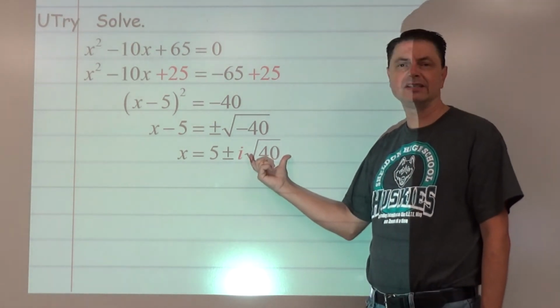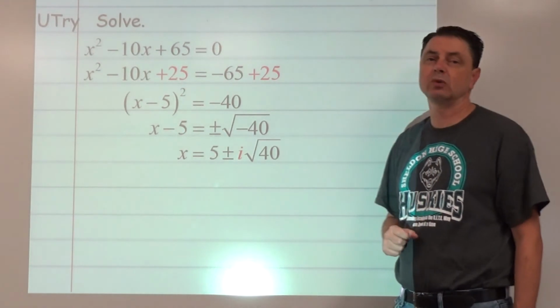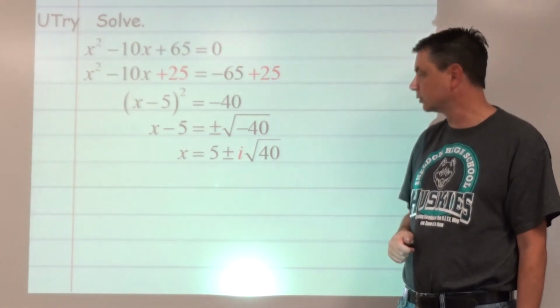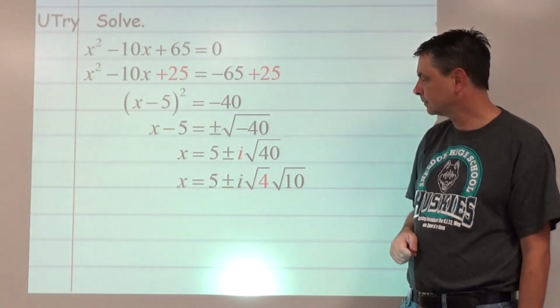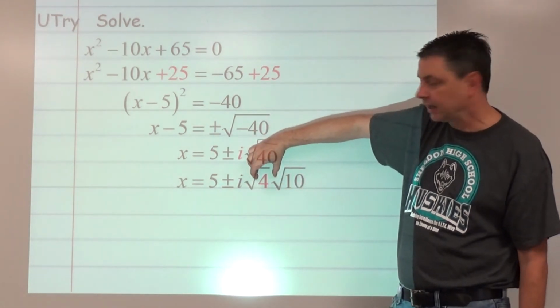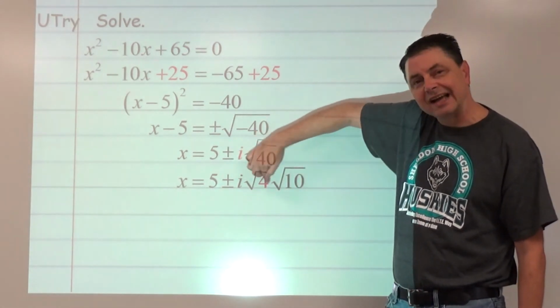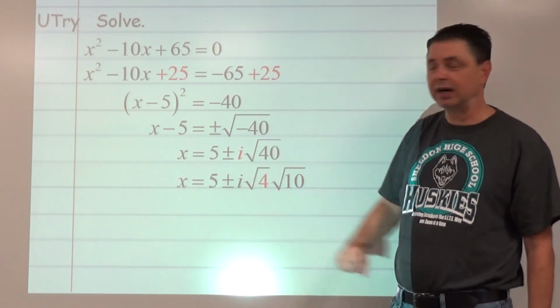Now we just need to break down the root 40, looking for a perfect square, so it's square root 4 times square root 10. And this is 2, and again, order style-wise, we would like that to be 2i.